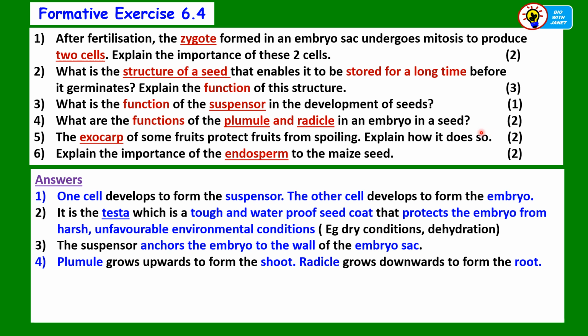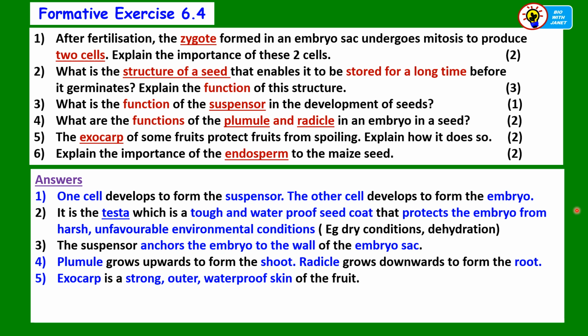Number 5, the exocarp of some fruits protect the fruits from spoiling. That means from becoming rotten. Explain how it does so. So the exocarp is the outermost layer of the pericarp or fruit wall. Okay, so it is found in some fruits, especially the juicy or succulent fruits.